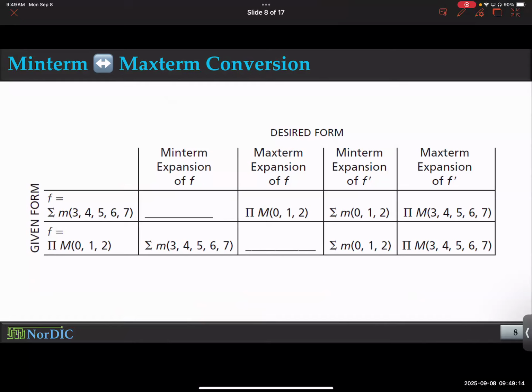Yes, the max term will be exactly the same thing. So whatever is missing in the main function will be available in the inverted function. Thank you for pointing that out.